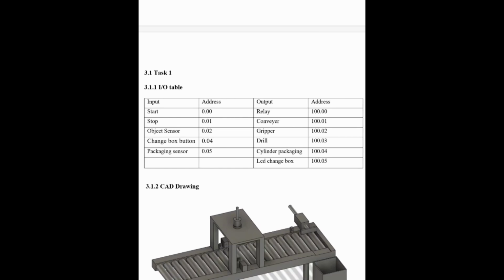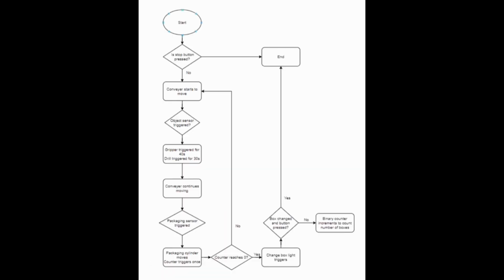For the IO table, we have 5 inputs and 6 outputs. The inputs are start 0.00, stop 0.01, object sensor 0.02, change box button 0.04 and packaging sensor 0.05. For the outputs, we have 6, which are relay 100.00, conveyor 100.01, gripper 100.02, drill 100.03, cylinder packaging 100.04 and LED change box 100.05.